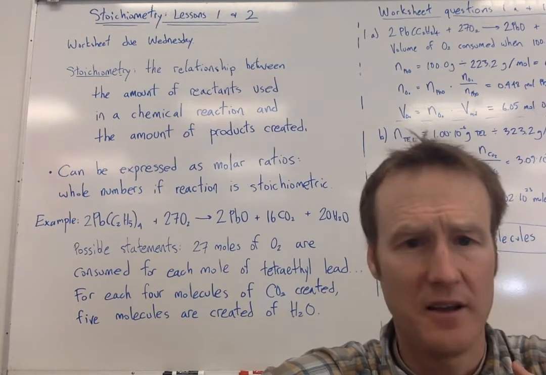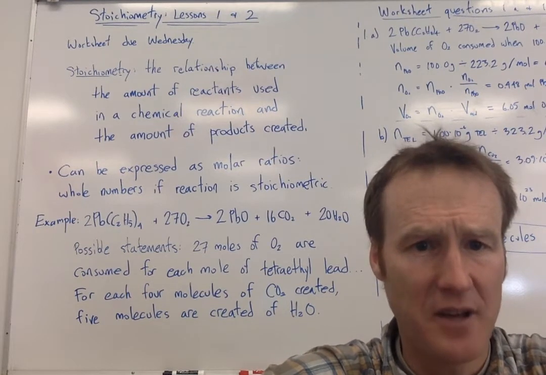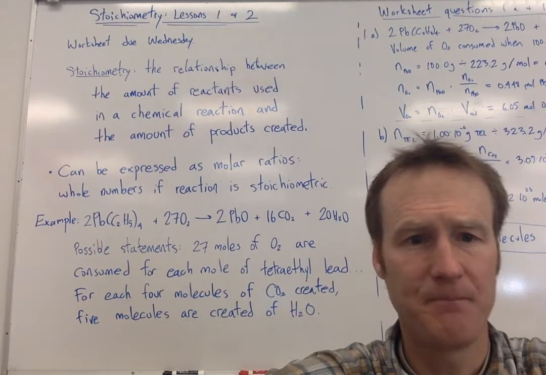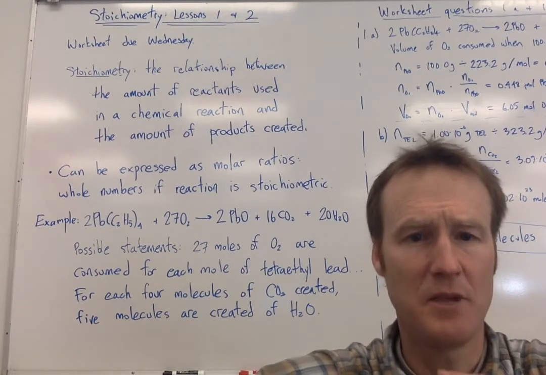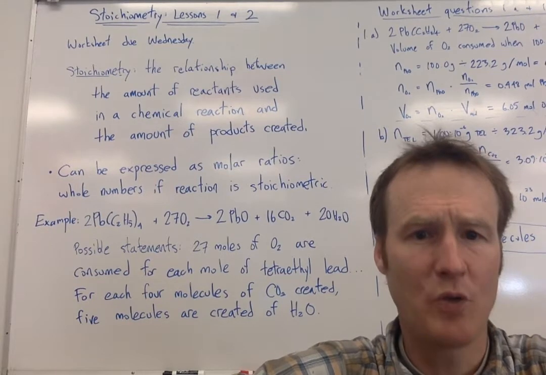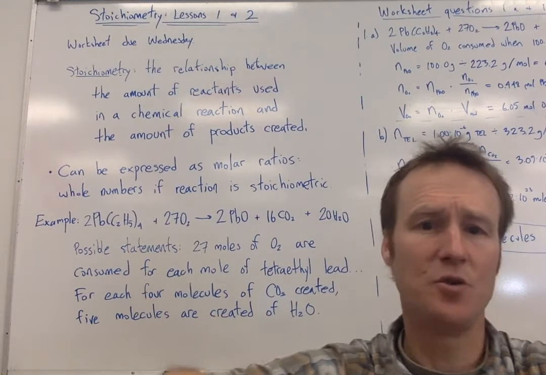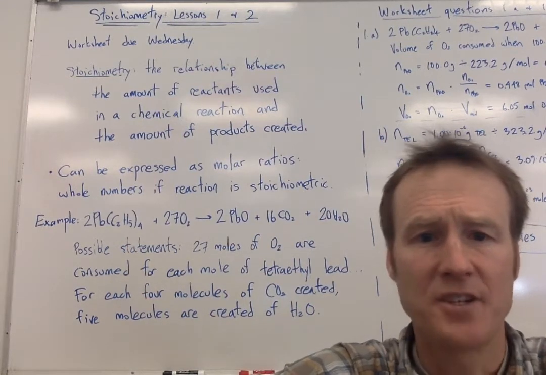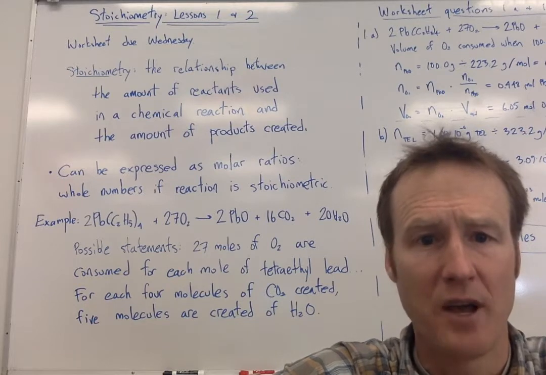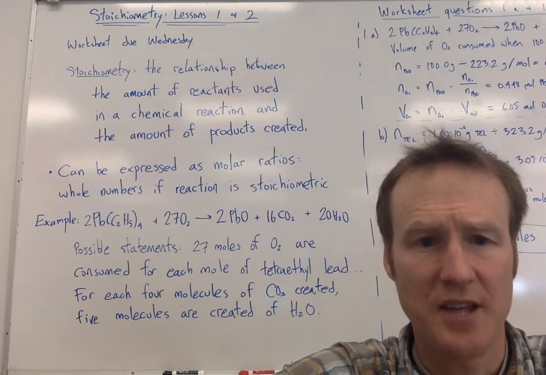But in the past, they've used lead, specifically tetraethyl lead, as what's called an anti-knock agent in gasoline to make the motors run more smoothly. They use different methods now. The balanced chemical equation for that is shown here. 2 tetraethyl lead plus 27 oxygen makes 2 lead(II) oxide plus 16 carbon dioxide plus 20 H2O molecules.